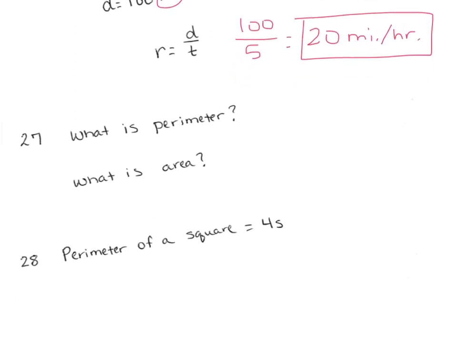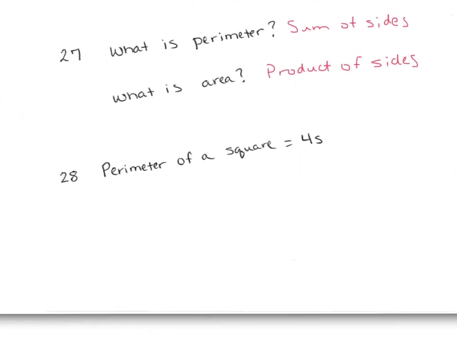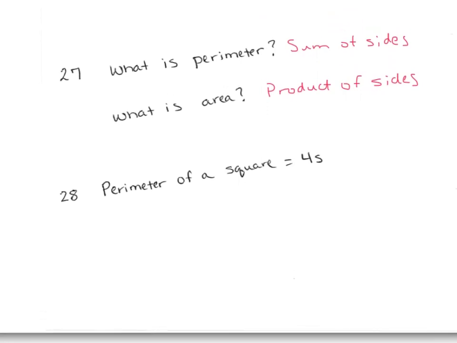We need to know what perimeter is. We need to know what area is. Perimeter is the sum of the sides. And area is the product of the sides. So 27 is a vocabulary type of question. And I do not have an example for number 28, but you will be having to find the perimeter of a square, and that formula is given as 4s. So P equals 4s of a square.